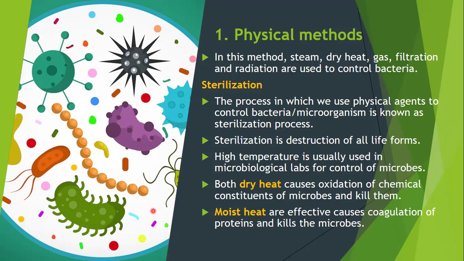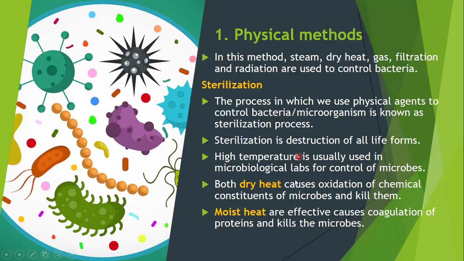So, the first method is the physical methods. In this method, steam, dry heat, gas, and radiants are used to control the bacteria, as well as filtration. First of all, the sterilization process. The process in which we use physical agents to control bacteria or microorganisms is known as the sterilization process. Sterilization is destruction of all life forms.